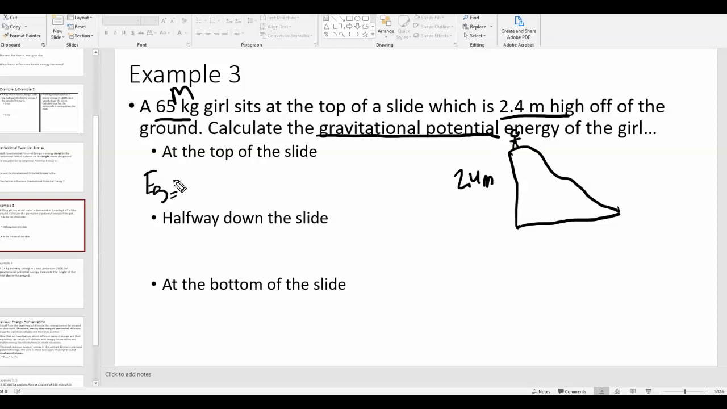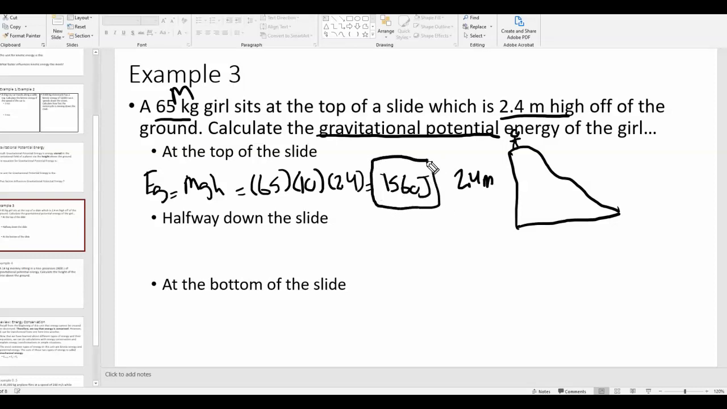Okay, so Eg equals mgh. So the equation is mgh. So m is 65, that's 65 kilograms. G is the acceleration due to gravity. Remember, that's 10 meters per second squared. And h is the height. So at the top of the slide, what is the height? Well, it's obviously 2.4 meters. Okay, so in my calculator, I'm going to type 65 times 10 times 2.4, and that's going to give me 1,560 joules. Okay, so that's the answer to the first part of example 3.